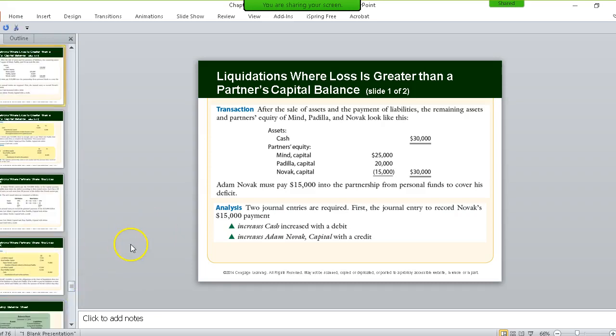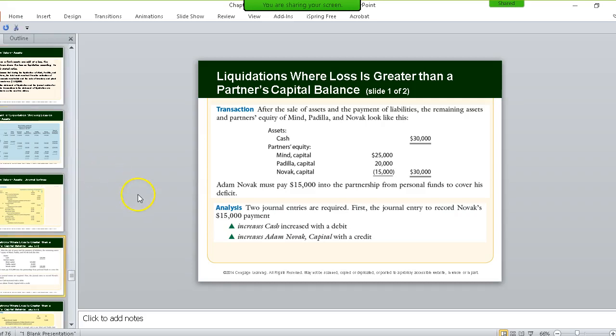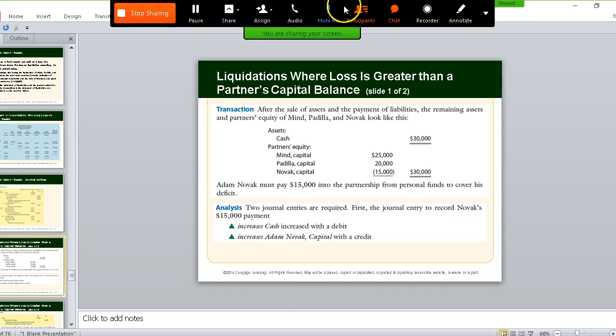I'm not going to get into more details of when liquidations create a greater partner balance. We're not going to worry about that. So your homework will be P1 through P5, and I will have the solutions online. I will have problems for your Chapter 11 quiz available for you to complete.